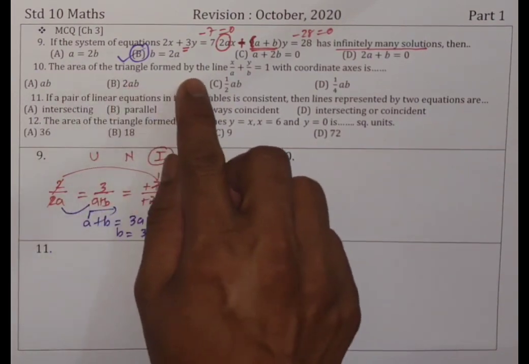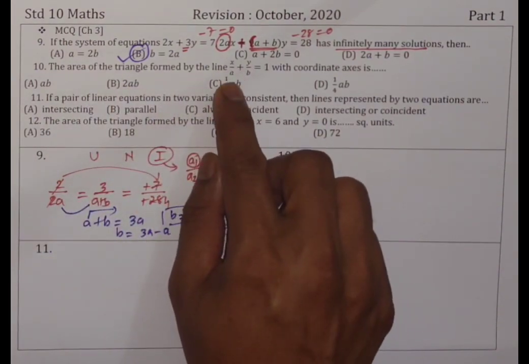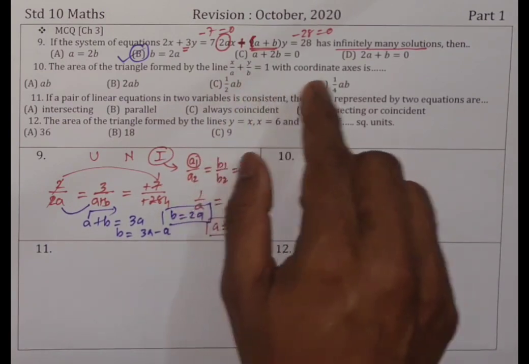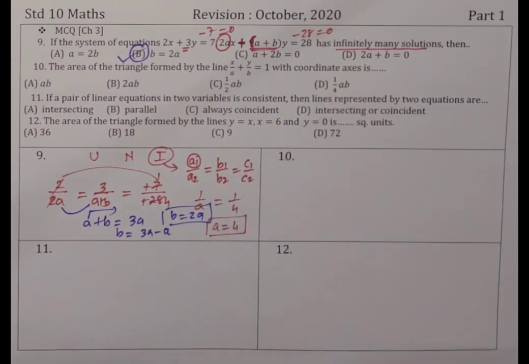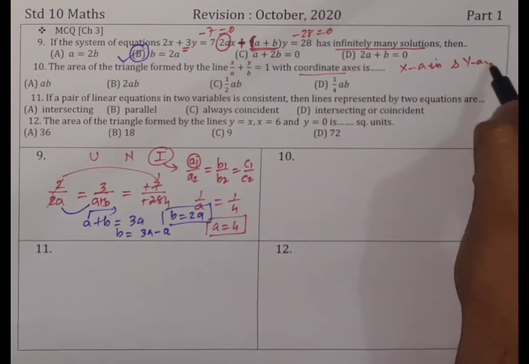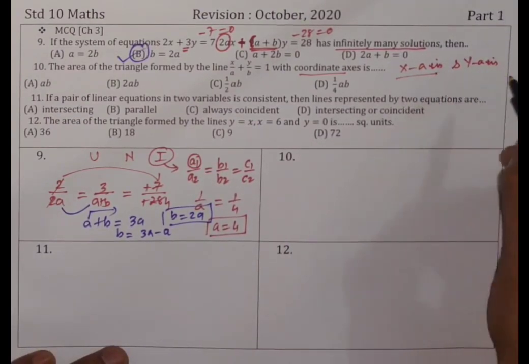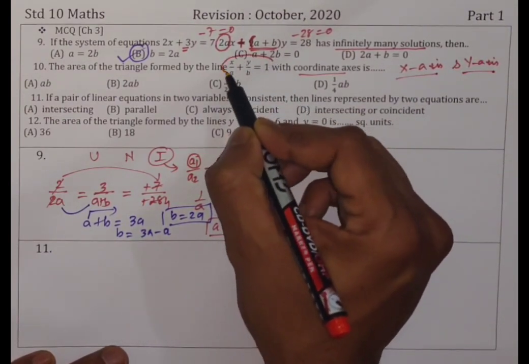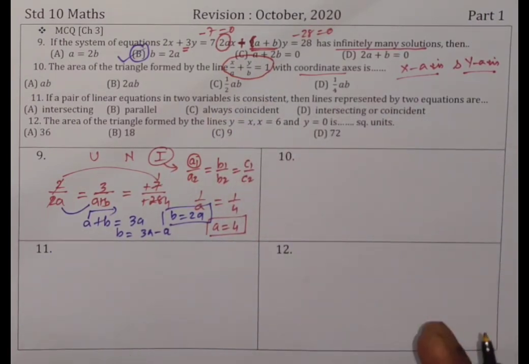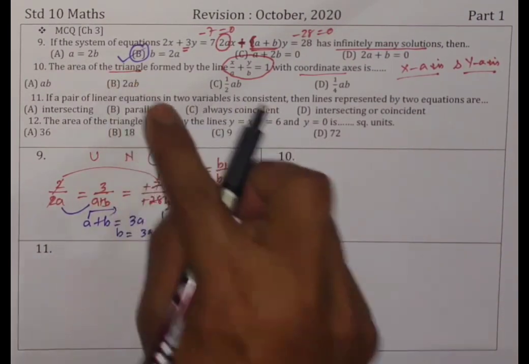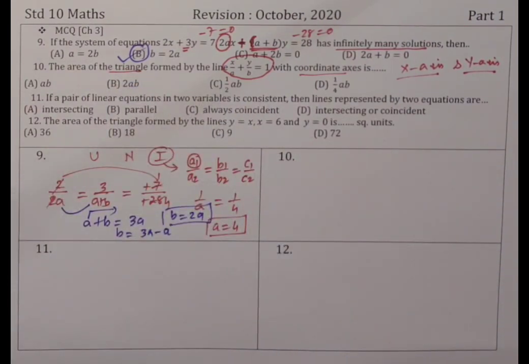The area of a triangle formed by the line x upon a plus y upon b is equal to 1 with the coordinate axes. Children, which are the coordinate axes? Yes, x-axis and y-axis. So we have three lines. One is the x-axis, the other is the y-axis, which will be perpendicular to each other, and the third line is this. Those three lines will intersect each other and form a triangle, and you are supposed to find the area of that triangle. Alright, children? Okay, fine.